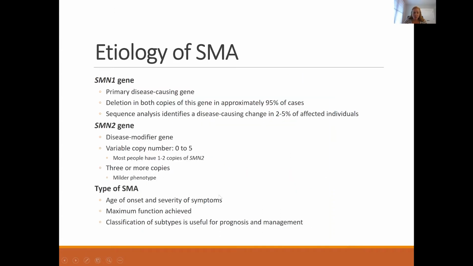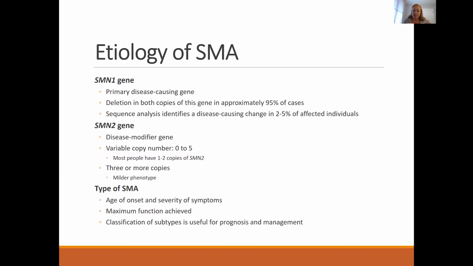So the SMN1 gene is the primary disease-causing gene, and most people with SMA will have a deletion of both copies of this gene on chromosome 5. Now, about 2 to 5% of people will have a deletion on one copy of the gene, and then on the opposite copy of chromosome 5, there will be another change in the gene that knocks out this protein's function, and that can be a mutation within the letters of DNA or some other change that disrupts the way that this gene makes the protein in the body.